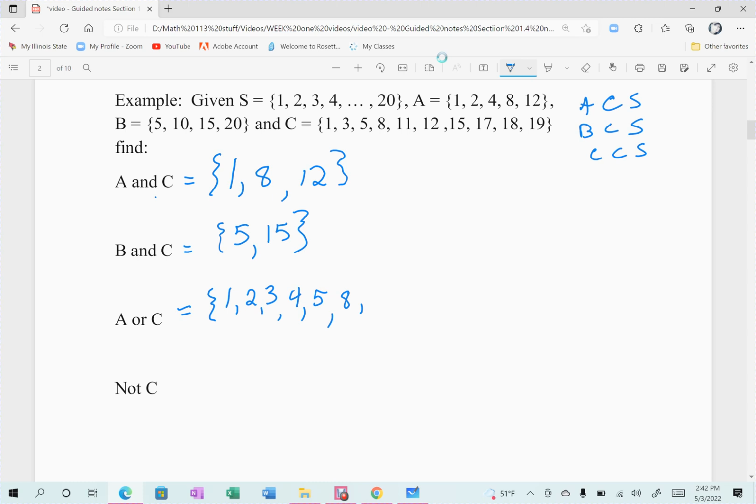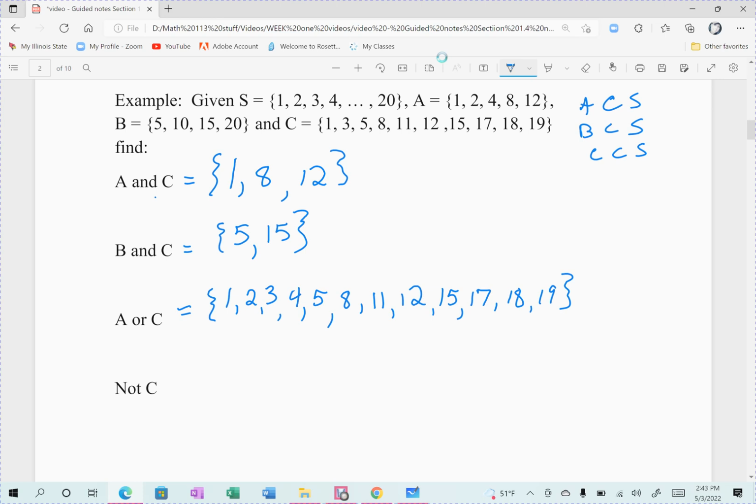9, no 9 in either. 10, no 10 in either. There is an 11 in C, so I include it. 12 in both. No 13, no 14, 15 is in C. 17 is in C, no 16, 18, and then 19, because again, I know I don't have to look at A anymore, because A only goes up to 12. And so those are all the numbers that are in A or C.